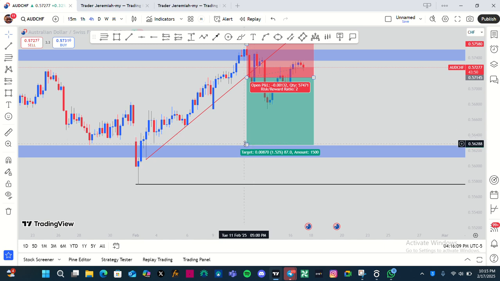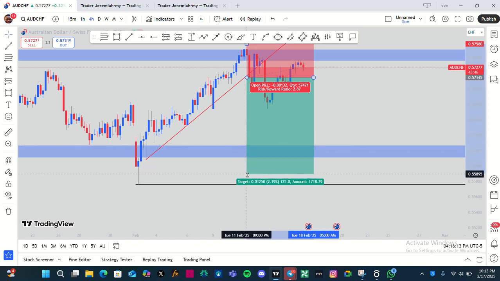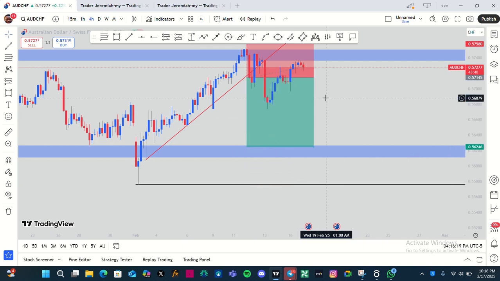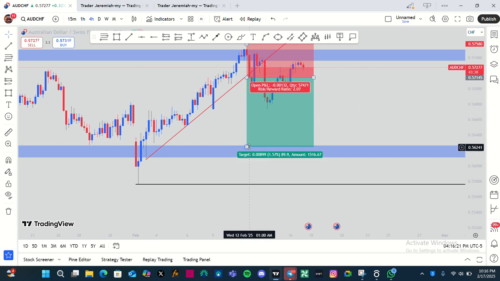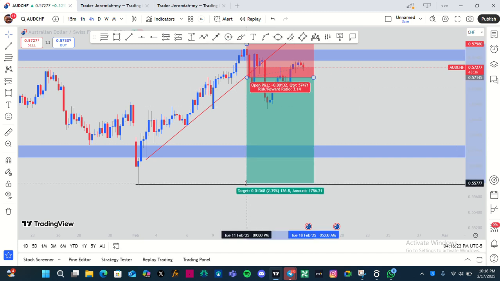So maybe I can put my take profit here, or I can still put it here, because putting it here, this is the minimum of 1:2. And if I still put it here, so this is 1:3 risk reward.